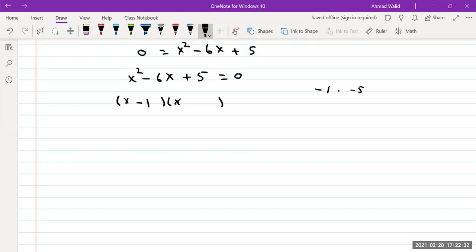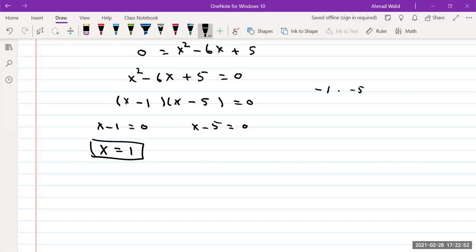Then (x minus 1)(x minus 5) equals 0. From here, x minus 1 equals 0. From here, x minus 5 equals 0. x minus 1 equals 0, it means x equals 1. x minus 5 equals 0, it means x equals 5.